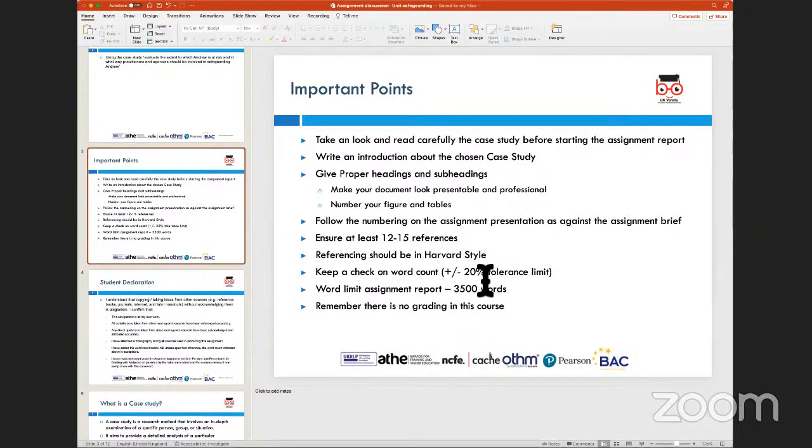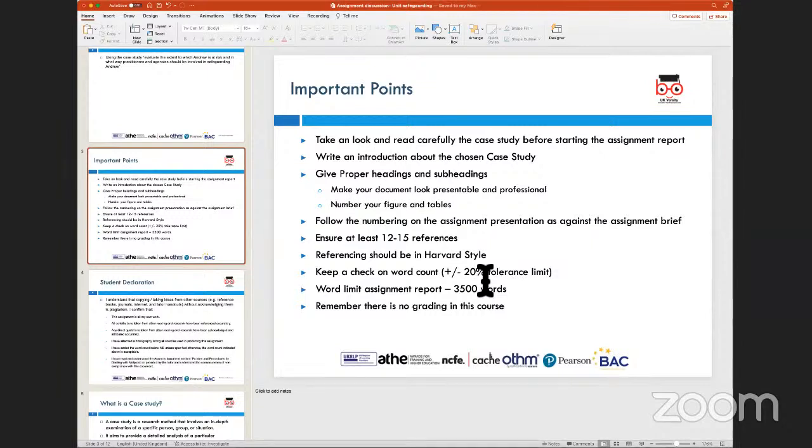Referencing is to be done Harvard style. Some of you have to improve your referencing a lot. It can't be just websites. You can't just put some names in like Wikipedia and things like that. It has to be proper referencing, whether you do it from a website, an article, a journal or a book, but it has to follow the Harvard referencing style method.